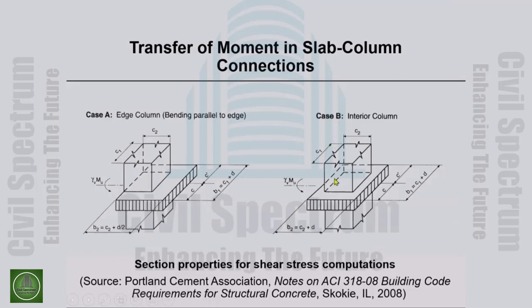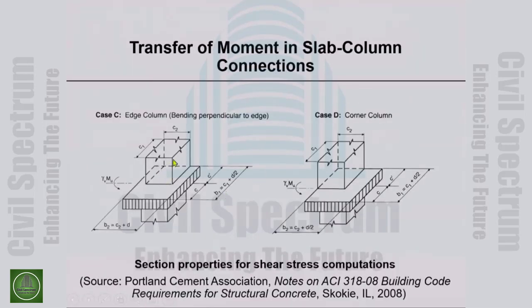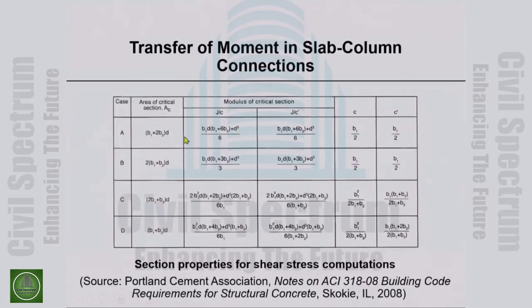Case B is interior column. Very simple. Case C is an edge column where the bending is perpendicular to the edge. And case D is a corner column. For all those cases, we have A sub C given in a formula. J over C. C is the distance from the centroidal axis to the right face. J over C prime. This is the distance from the centroidal axis to the left face, the C and C prime. So everything that we'll need in our shear stress computation can be obtained from this table.